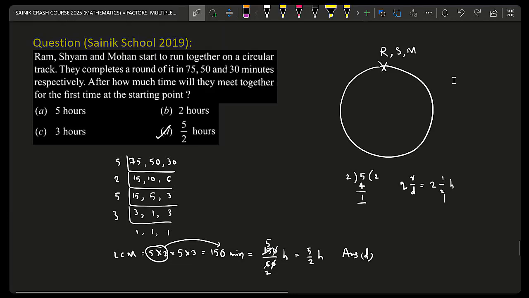Yes, sir. Can you explain again? Are you there from the beginning of the solution? Yes, sir. Ram, Shyam, and Mohan, they are starting to run together on a circular track. So they started at the same point. Ram can complete the circle in how much time?